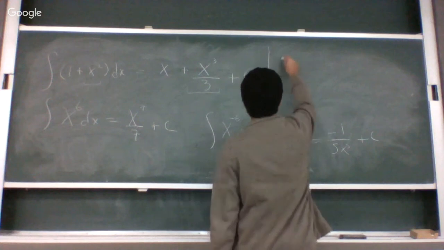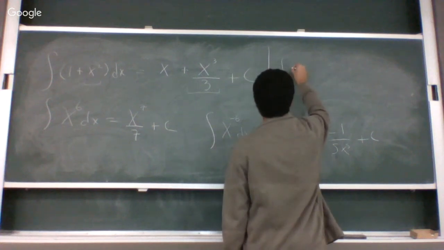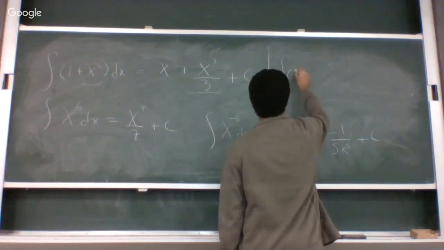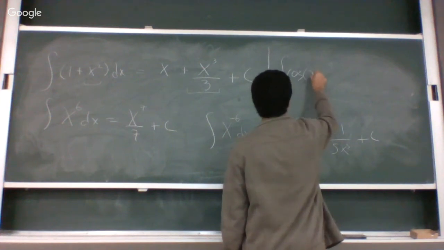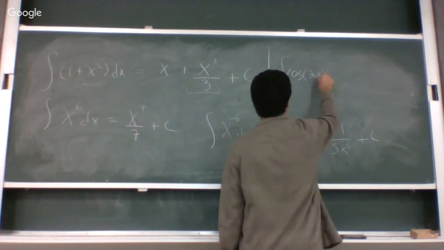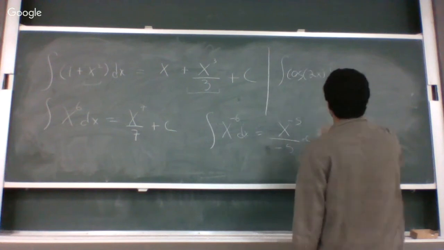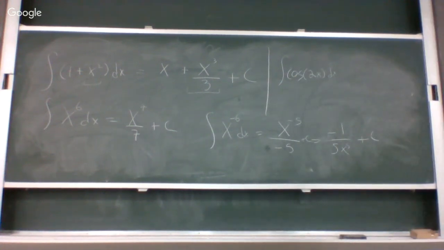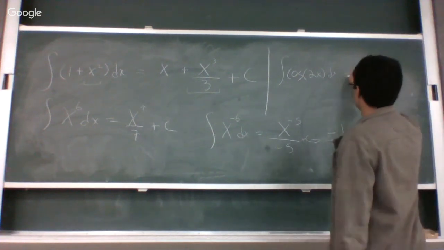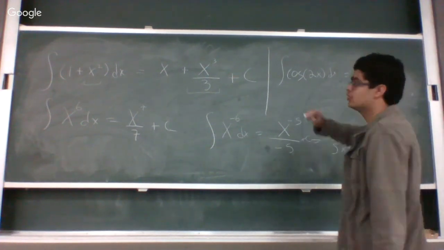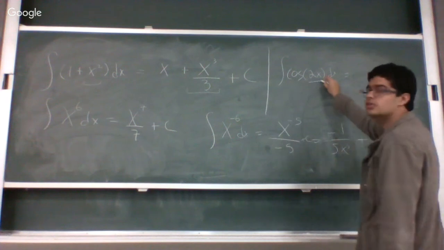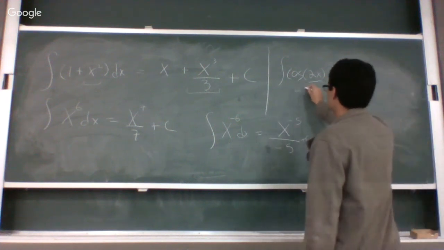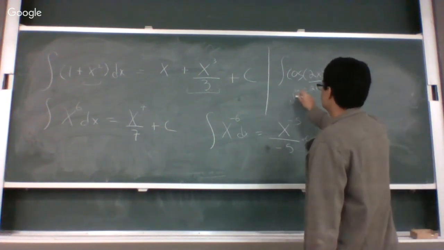What's the integral of cosine of 2x? That one gets a little bit tricky. 2 sine. Close. What's our u? 2x.